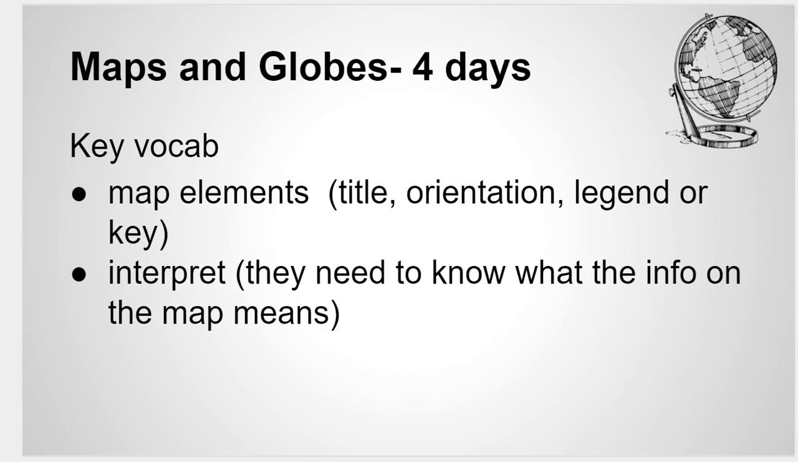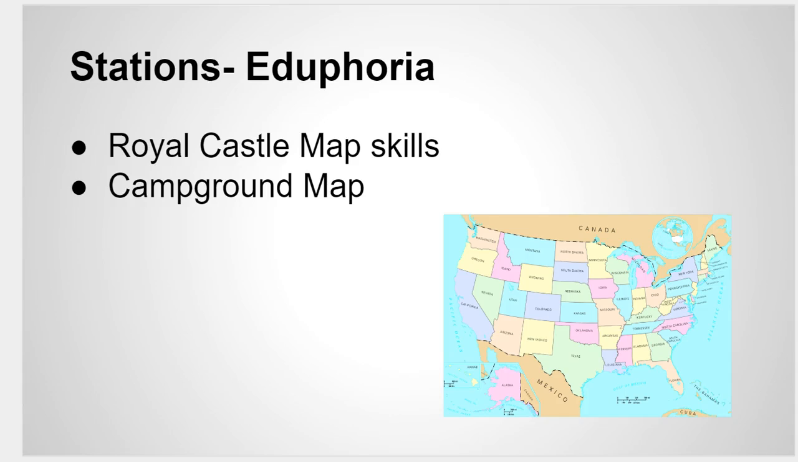So can we look at a map of Texas and think about why there are more cities on the coast and in North Texas than there are out in West Texas? And maybe that makes us ask some questions like, I wonder what it's like out in West Texas. And then we can look at some different maps that would show us that West Texas is desert. So just some different things like that. There are some stations in Eduphoria, the Royal Castle map skills, and the campground map.